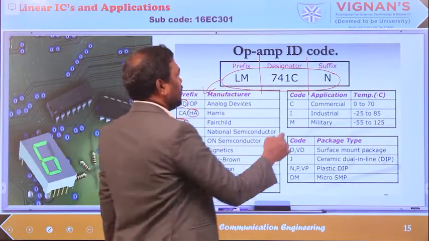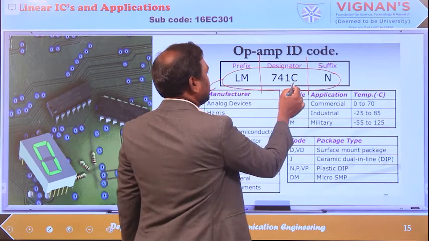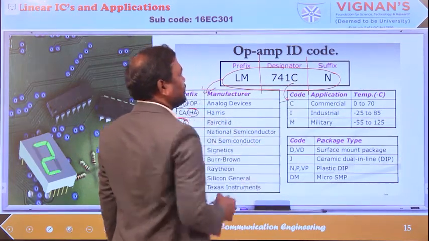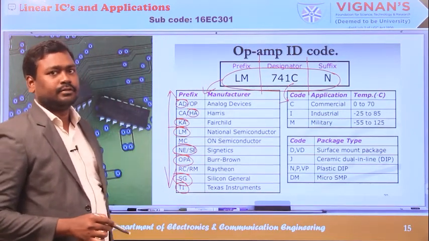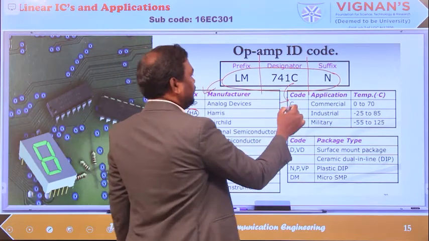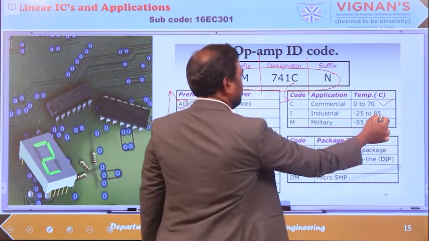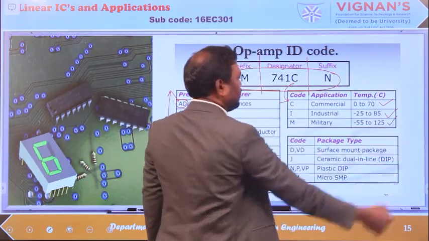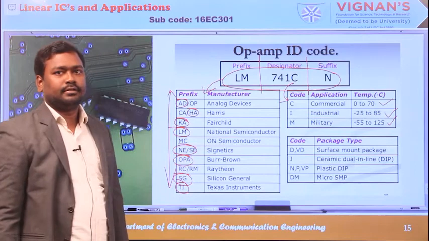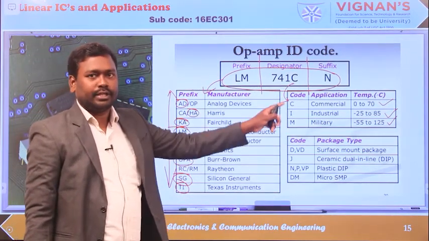Next, after 741, whatever the letter is, that letter represents for what applications it was made. If it is C, it is made for commercial application. If it is I, it is made for industrial application. If it is M, it is made for military applications. This is very important.